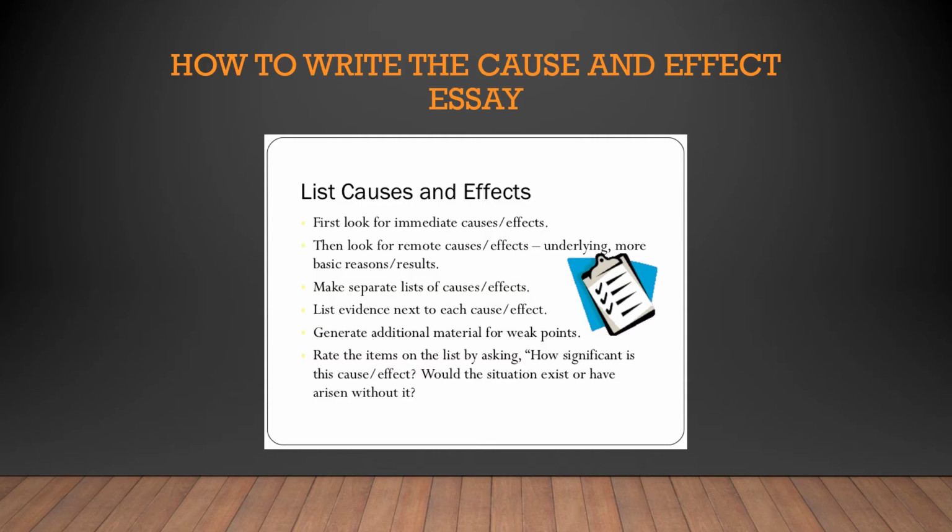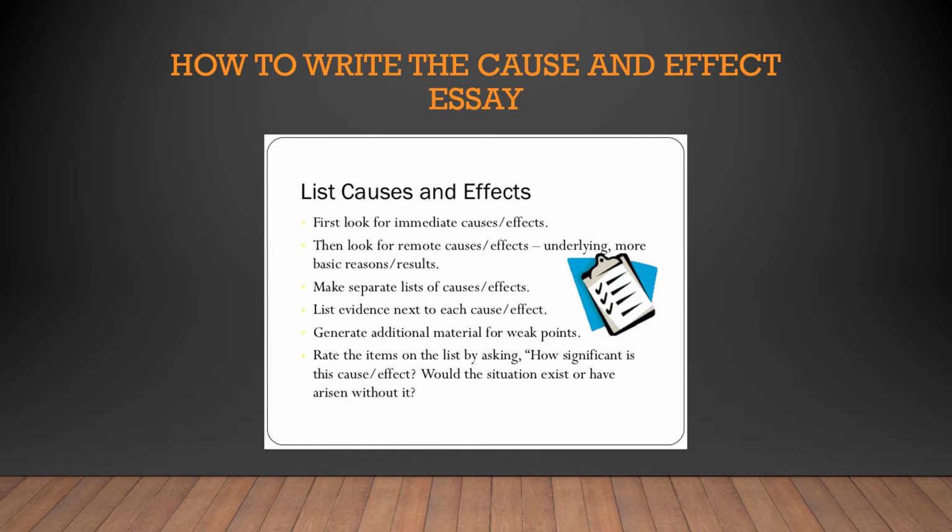When you write your essay, you want to first look for the immediate causes and the effects. Then you can look for the more remote ones, the ones that are not necessarily obvious. What you should do is make separate lists of causes and effects on a piece of paper or on the computer, and then list the evidence next to each cause and effect. Also, you want to generate additional material for weak points.